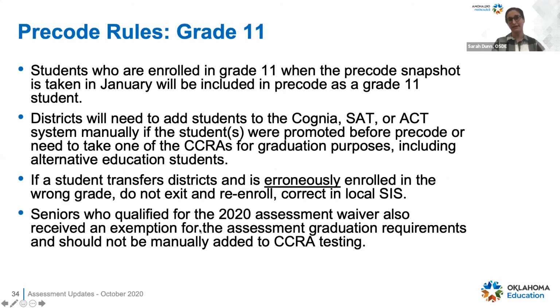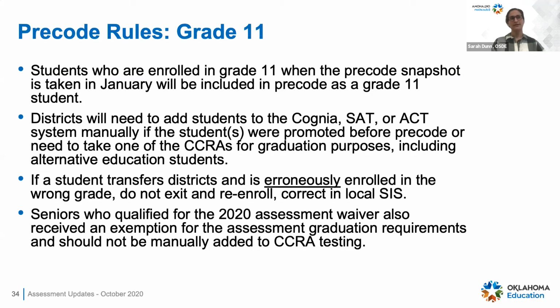The rules for grade 11 can be a little bit trickier given promotion and credits and how that works. However, it still remains the same that if a student is enrolled in grade 11 on January 8th, they will be expected to participate in the CCRA. If you have someone who transfers in after the Precode window, you will have to manually add them to the Cognia SAT or ACT portal.